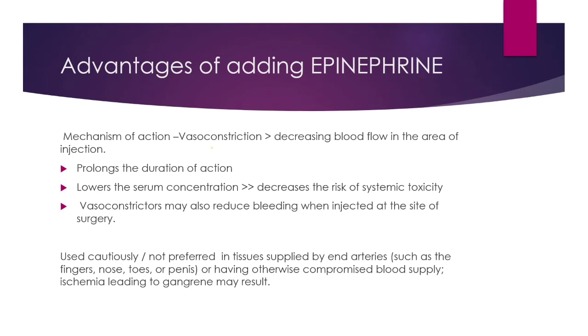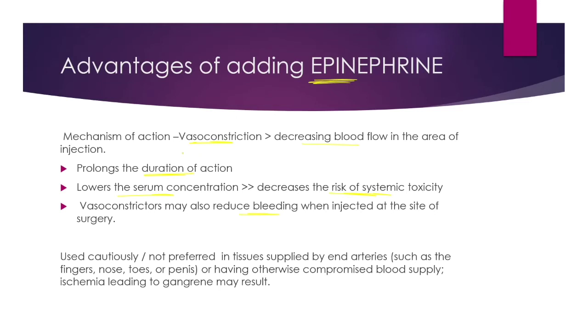Advantages of adding epinephrine to local anesthesia. What is the mechanism of action of epinephrine? It causes vasoconstriction, so there is decreased blood flow in the area of injection. What are the advantages of adding epinephrine to local anesthesia? It prolongs the duration of action. It lowers the serum concentration, so there is decrease in risk of systemic toxicity. And vasoconstrictors may also reduce the bleeding when injected at the site of surgery.